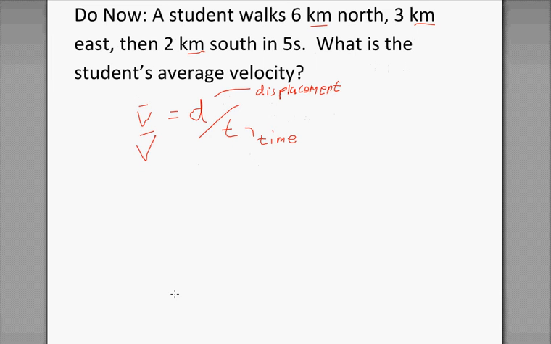We're going to go 6 kilometers north, and let's actually do this with the vector tool. That should be fun. We're going to go 6 kilometers north, and then 3 kilometers east, then 2 kilometers south, so it's like this. There we go. Now this is not perfectly to scale, this is about as best as I could do, but we should easily be able to see what the resultant's going to look like.